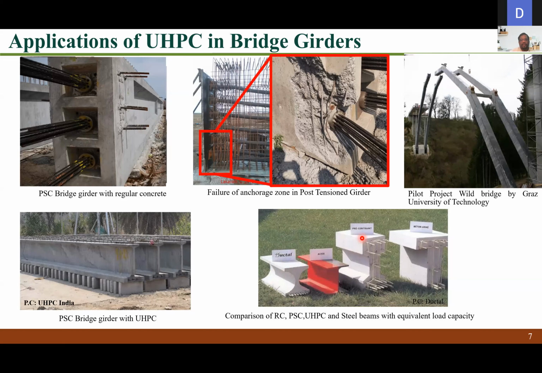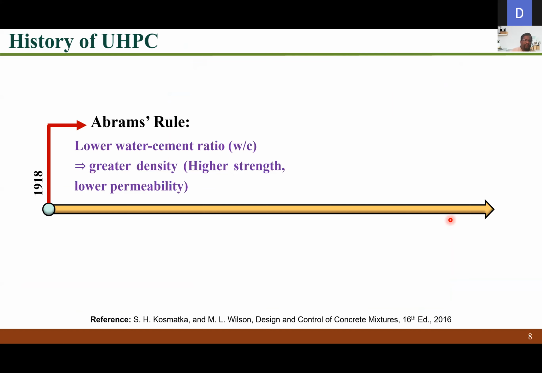Yeah, just a quick history of ultra high performance concrete. As you all know, the basic Abrams rule. Usually, when you have a very low water cement ratio, and in a conventional concrete, we try to use a water cement ratio anywhere in the range of 0.3 to 0.4. But actually, for the hydration process, you really need only about 0.15 or so.